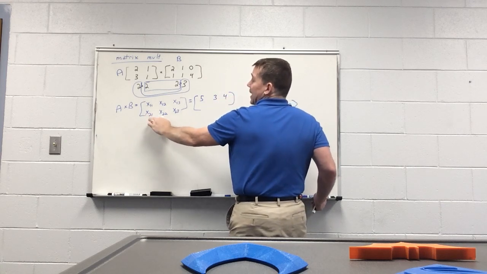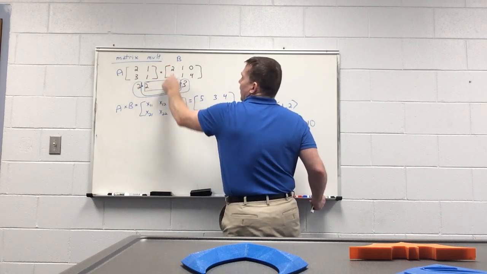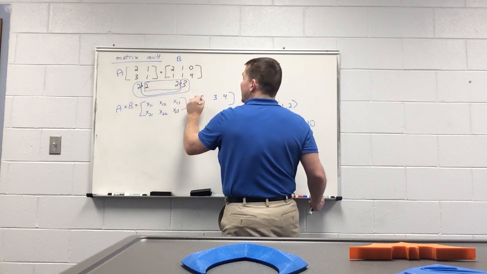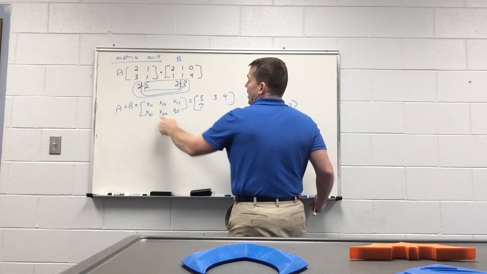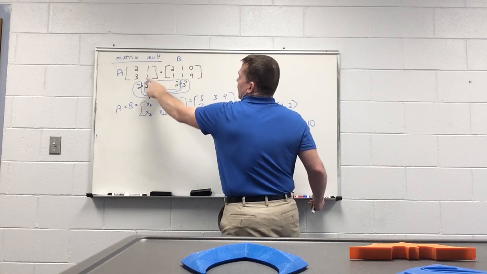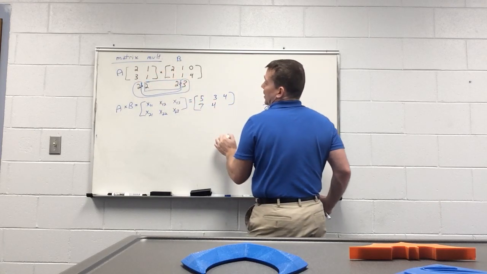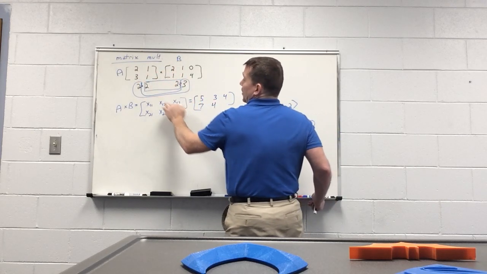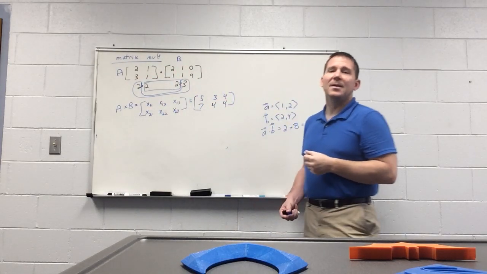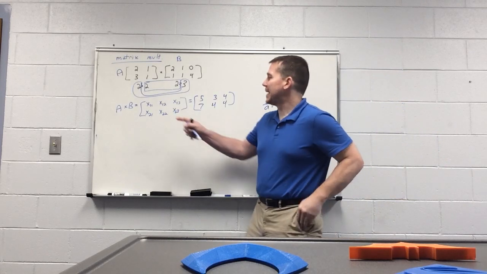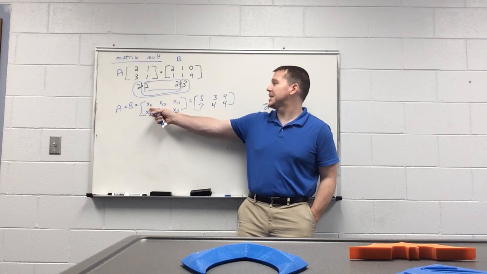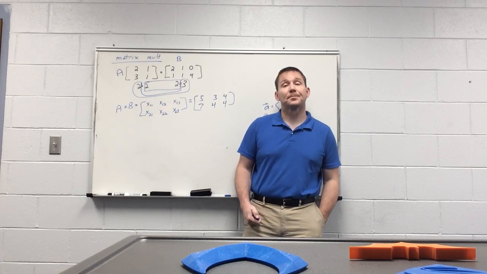Now here, second row, first column. 3 times 2 is 6, 1 times 1 is 1, 6 plus 1 is 7. Second row, second column. 3 times 1 is 3, 1 times 1 is 1, 3 plus 1 is 4. Second row, third column. 3 times 0 is 0, 1 times 4 is 4. And there's my product. So again, understanding these subscripts will actually help you a lot because this tells you where your answer comes from.